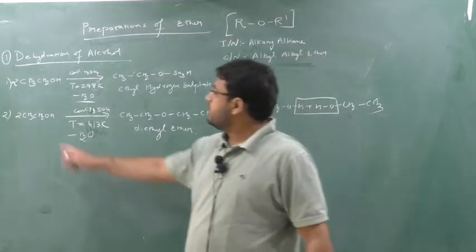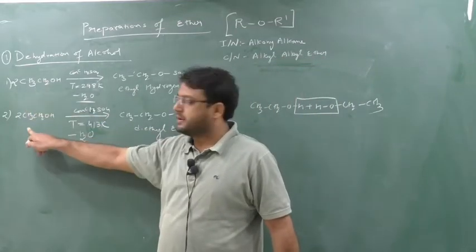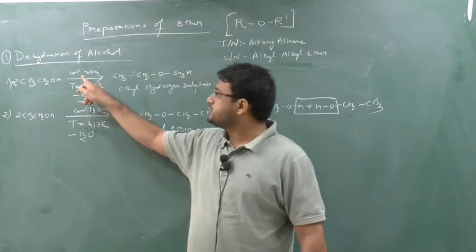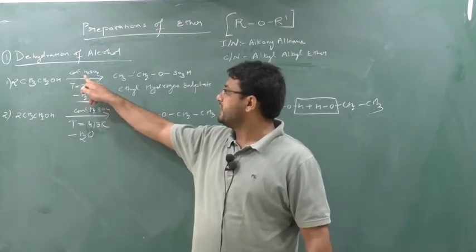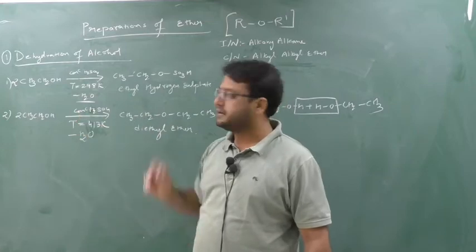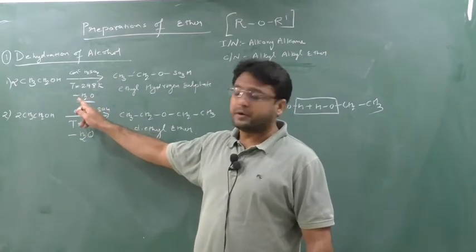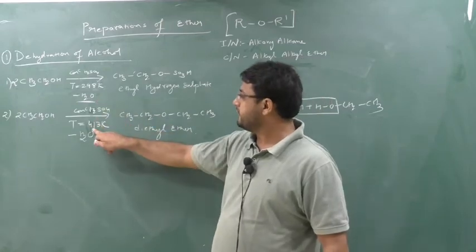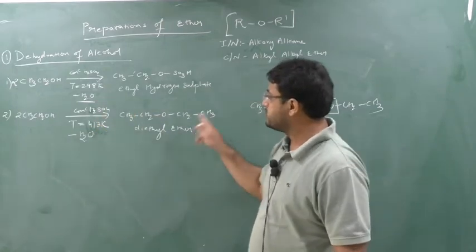So see, here the reactant is the same. Here also the reactant is alcohol. Here also the reactant is alcohol. The catalyst is also the same, concentrated sulfuric acid. Removal of the byproduct is also the same. But see the product. As the temperature differs, the product also differs.